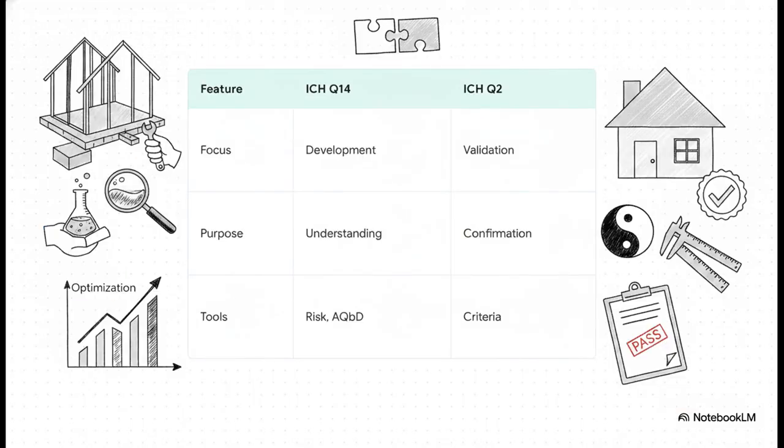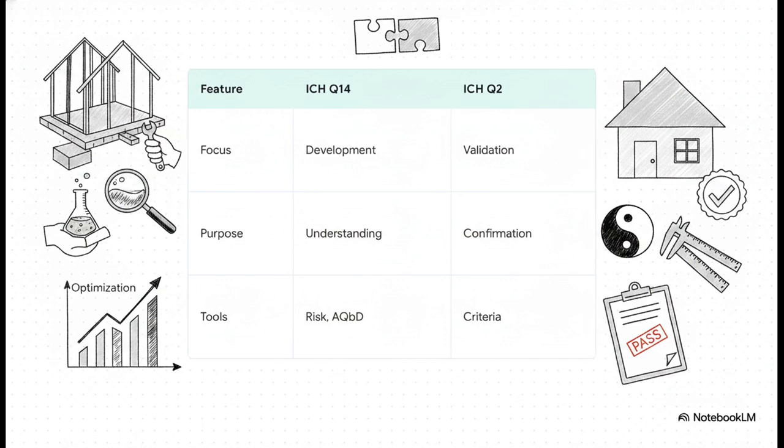To tie this all together, when you compare ICH Q14 with the older ICH Q2 guideline, you realize they aren't competing. They are perfectly complementary. They are literally two halves of the same whole. Q14 is all about the method development, building the scientific understanding, assessing the risk, and optimizing. Q2 takes care of the method validation, confirming the performance and hitting those strict acceptance criteria.